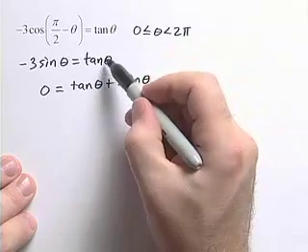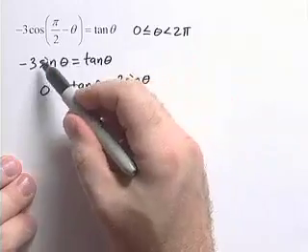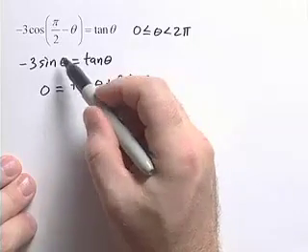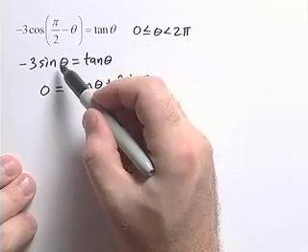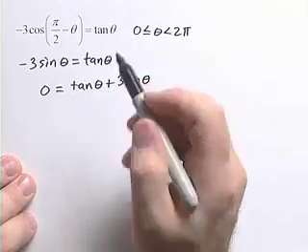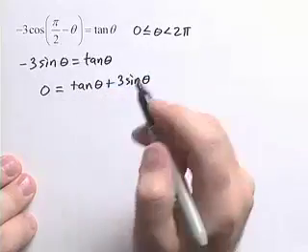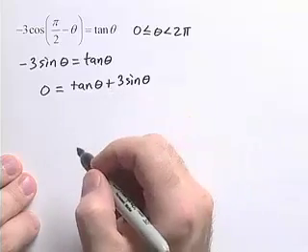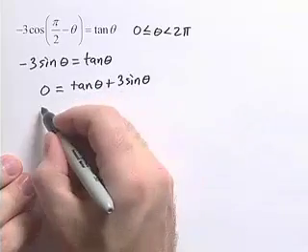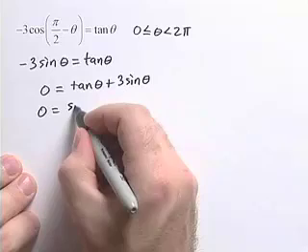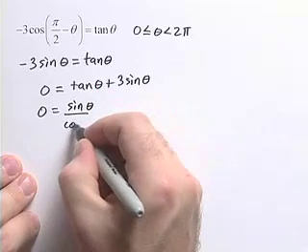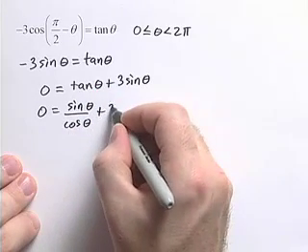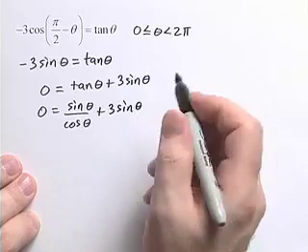Now, even though we know tangent is sine over cosine, we need to resist the temptation to just divide by sine. Because the sine value can actually be 0, we don't want to divide by 0. So we're going to add 3 sine theta to both sides. So here we have 0 equals tangent theta plus 3 sine theta. We're going to rewrite tangent as sine of theta over cosine theta plus 3 sine theta.